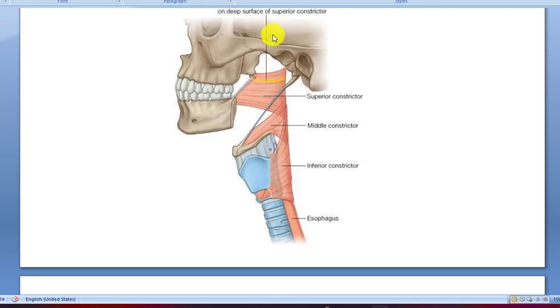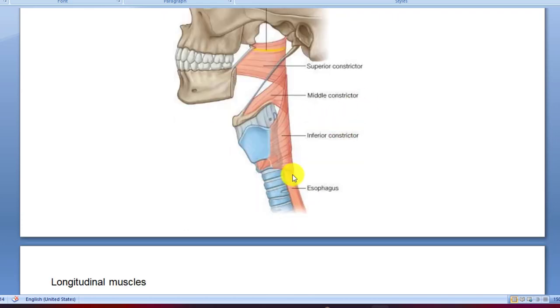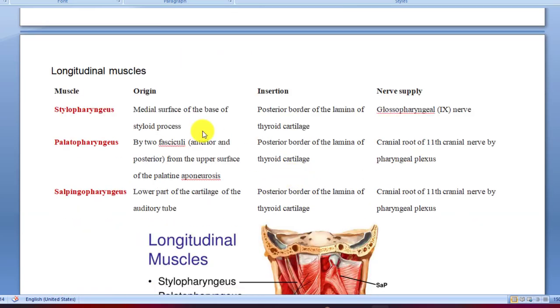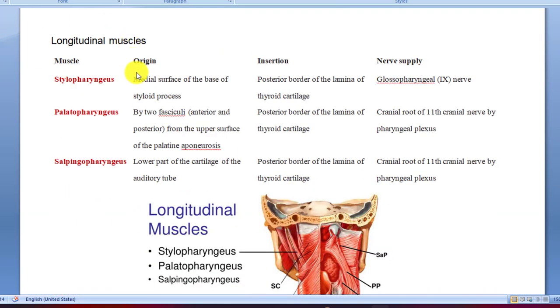And here I have shown them in the diagram: superior constrictor, middle constrictor and inferior constrictor. Now there are some muscles which are longitudinally present, right? So the muscle, its origin, its insertion and its nerve supply.